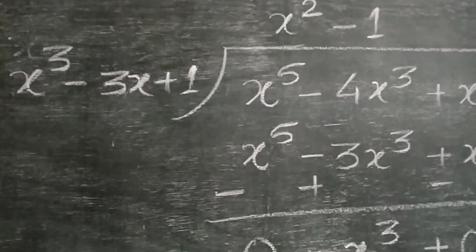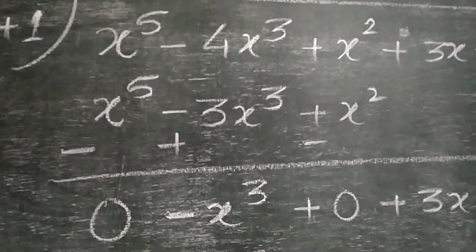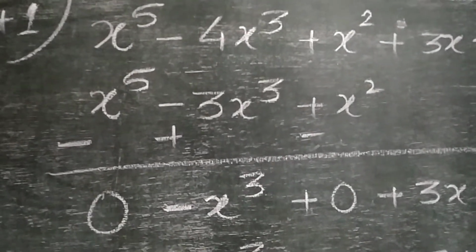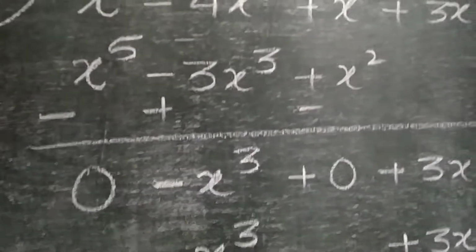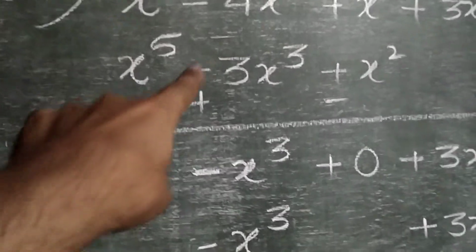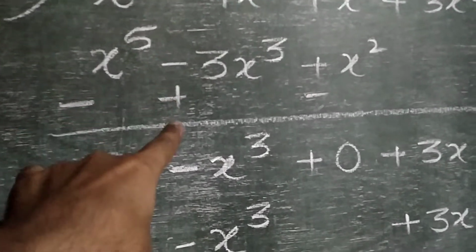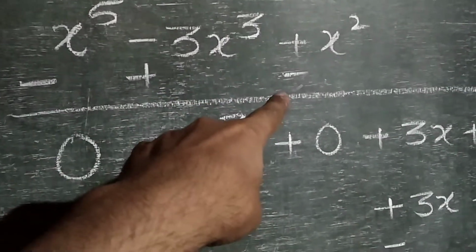Now multiply x square with all the terms of the divisor, we will get x to the power 5 minus 3x cube plus x square. On subtracting, the sign will change. Here the first term has positive sign, its sign will become minus. Second term has minus sign, its sign will become plus. And the third one is plus, so it will become minus.